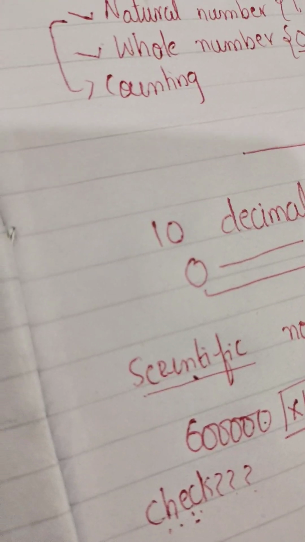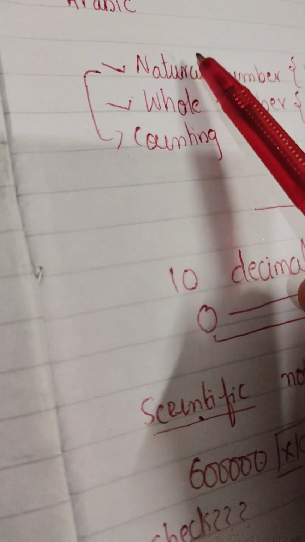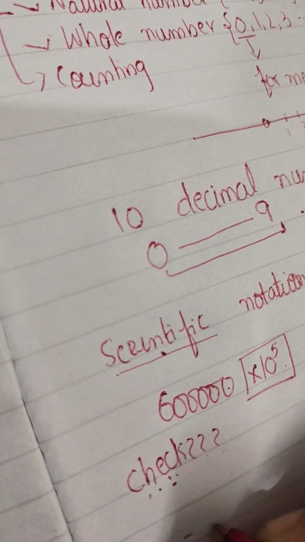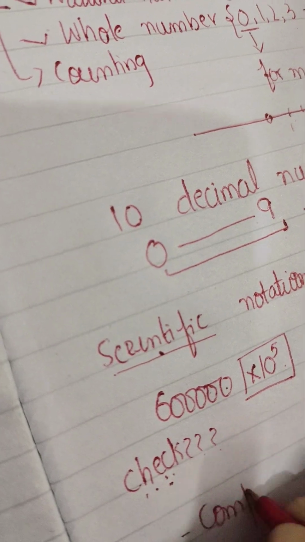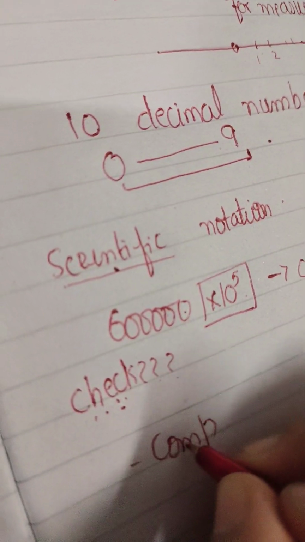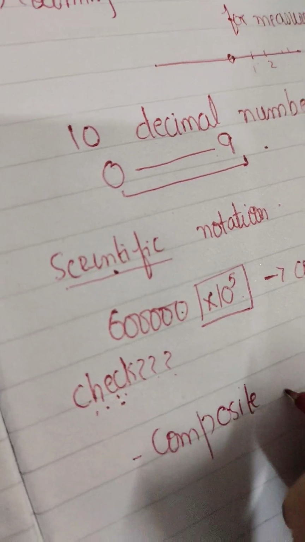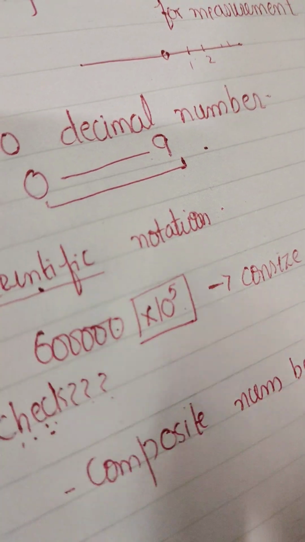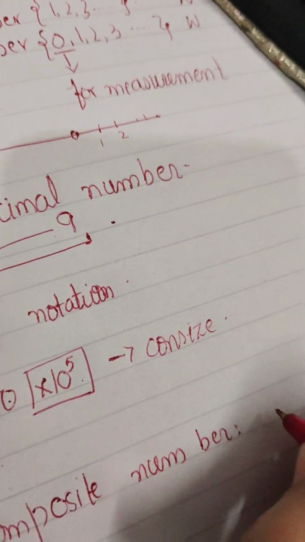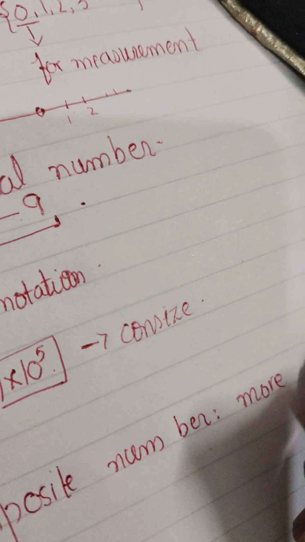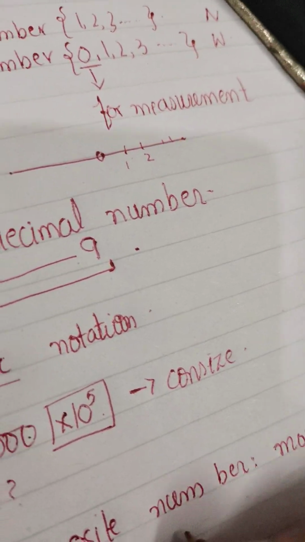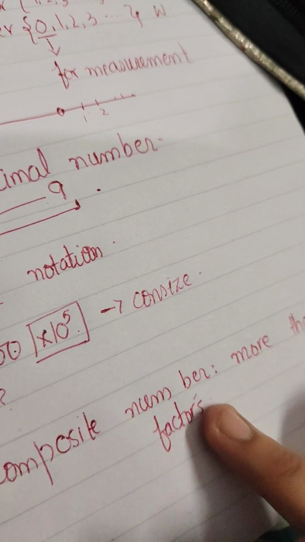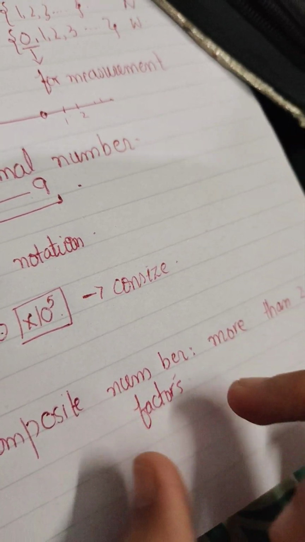Now we are coming towards our next category, after whole number and natural number. Then we have composite number. So the composite numbers are those numbers that have more than two factors, the numbers which have more factors than 2.